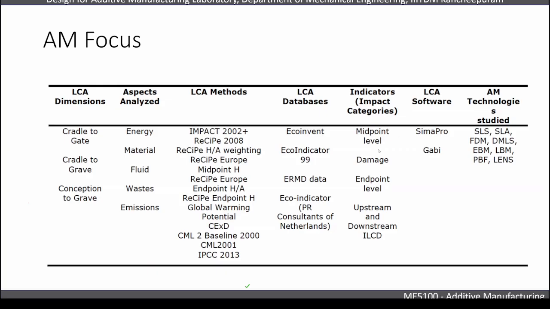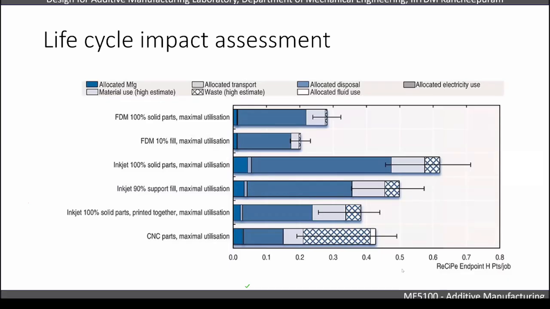So there are a lot of categories: midpoints, endpoints, ILCD, and damage is what Eco-Indicator 99 does. EMR does endpoint impact. Ecoinvent does midpoint level, right? So like that, you have lots of these things. This is one example of a ReCiPe endpoint analysis of an FDM process, right? If you take fused deposition modeling, which is a filament-based process, you can see these are endpoint impacts in points, PTS, right? Which is one single indicator for you to study the sustainability of it. If you use an FDM process with the maximum material utilization, you can see it's having the lowest impact.